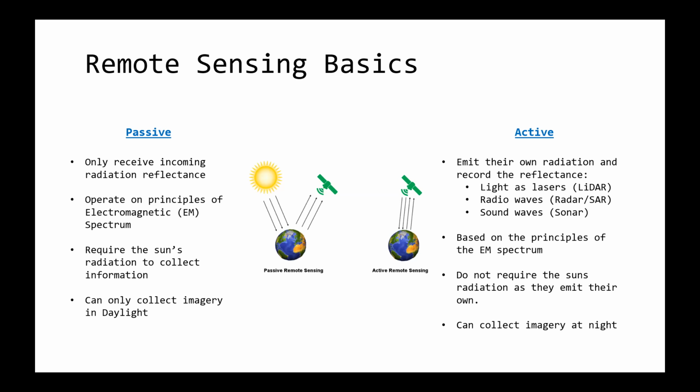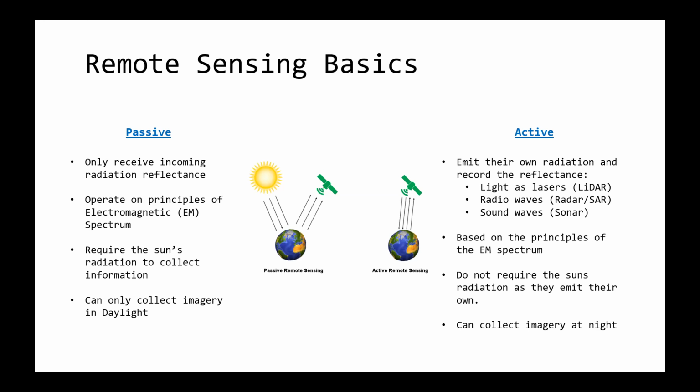The second main type of remote sensing satellite sensor would be active sensors. These sensors emit their own radiation and record the reflectance. Some examples are LiDAR, which uses light as lasers, radio waves, which would be radar or SAR, synthetic aperture radar, and sound waves such as sonar. You might have heard of many of these sensor types.